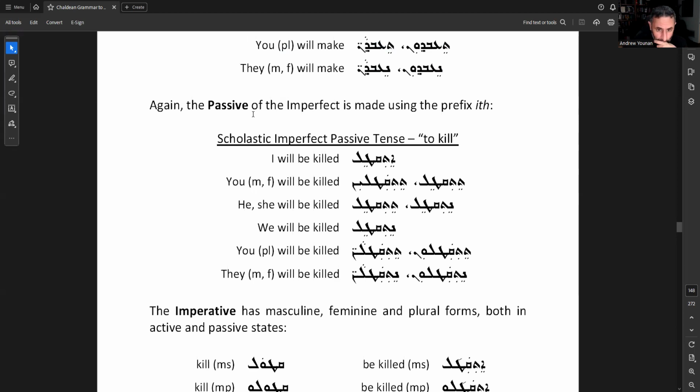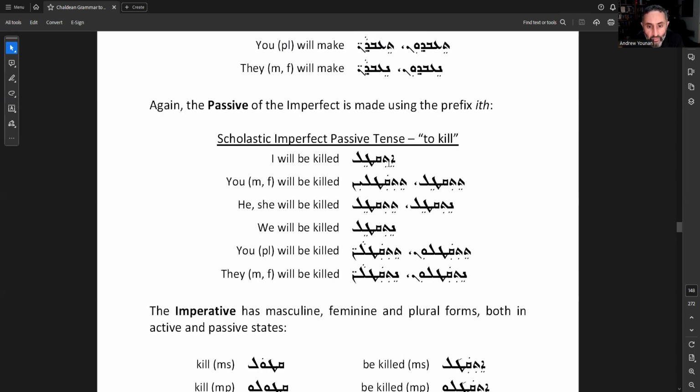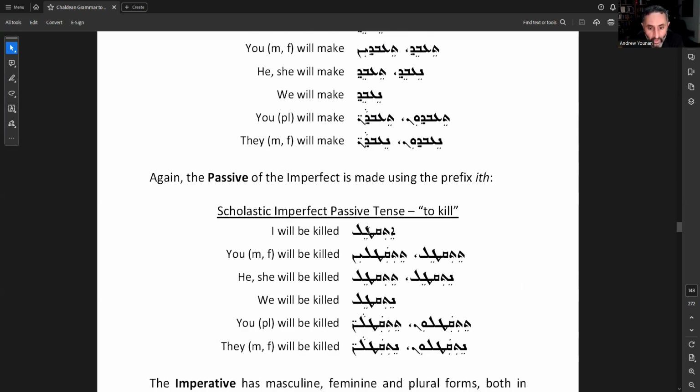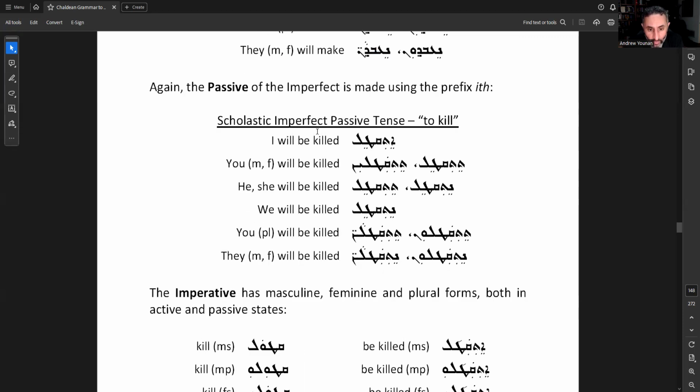The passive of the imperfect. So I will be killed, or may I be killed, I guess. I'm giving you this verb here. Really, it's exactly the same. It's the ith sound. So this ith sound is what makes it passive. Otherwise, all the letters at the beginning are going to be just like the ones that I just presented. So اثقتل means I will be killed. اقتل means I will kill. اثقتل, I will be killed.